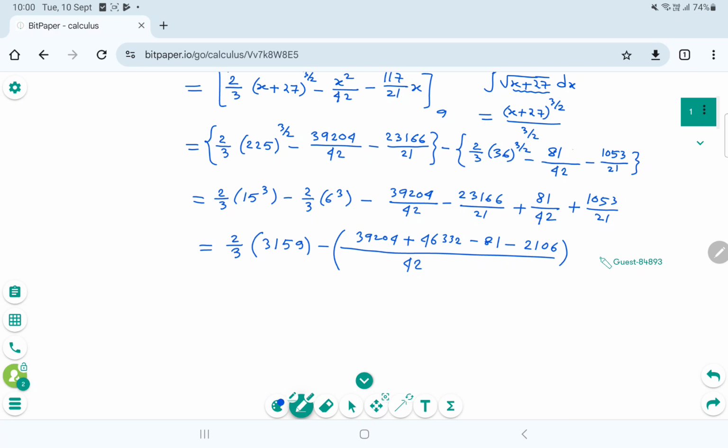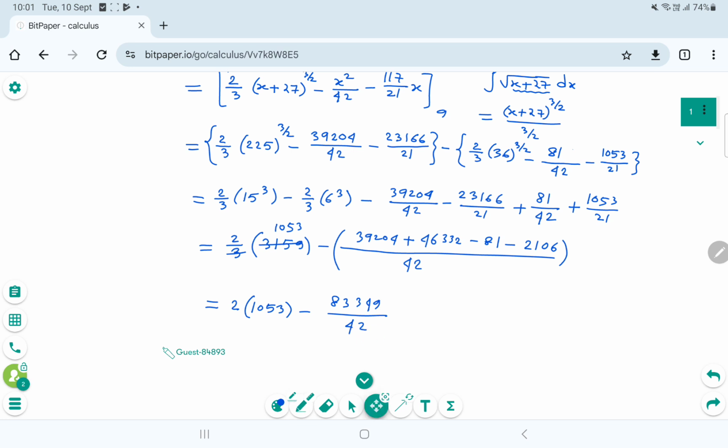Let's see. 3159 divided by, hopefully we get a good result. Good. Yeah, this cancels out with this and we put 1053 here, right? Yes. And then minus, what I get, 39204 plus 46332 minus 81 minus 2106. Let's see, I'm writing here 83349 over 42. I'm not sure that would be divided by 42.